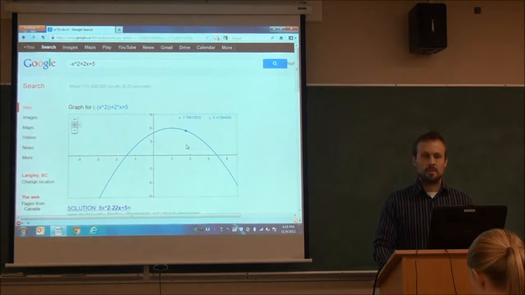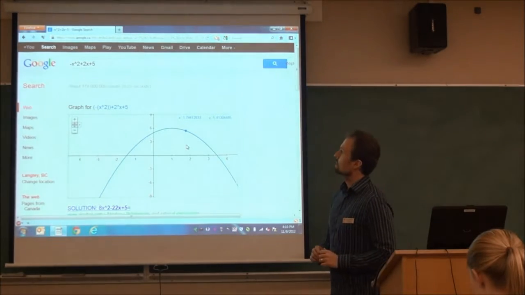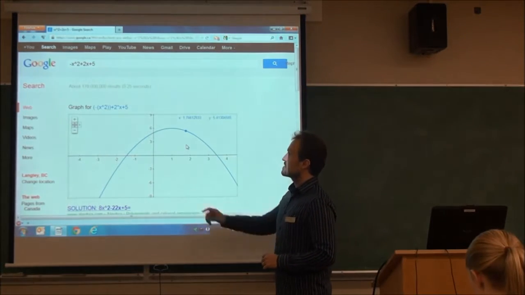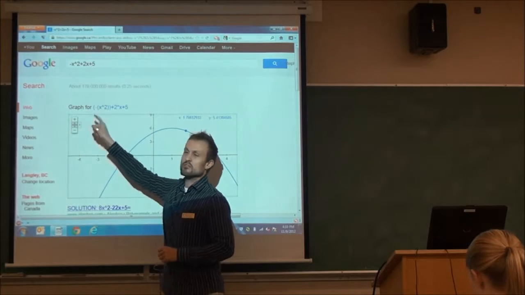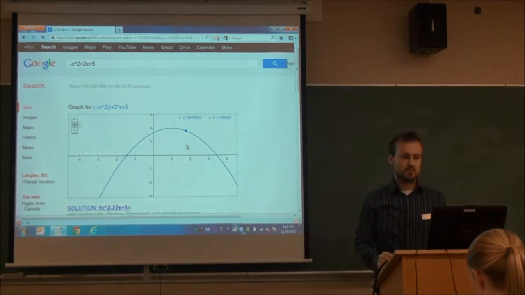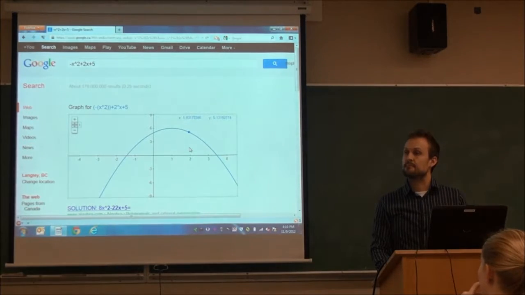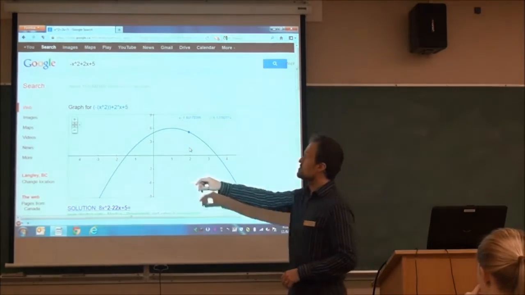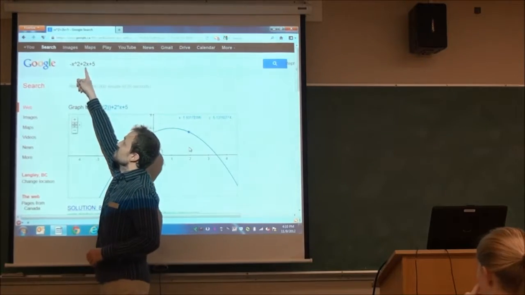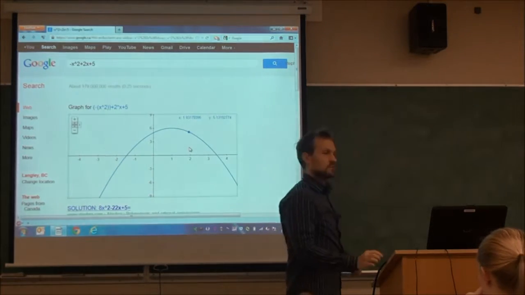What's that up thing on the square? That is x to the power of 2. What does the star mean? Star means multiply. But you'll notice that I didn't have to put in the star. Google knows that it's multiplying.